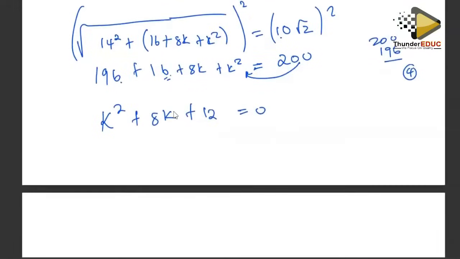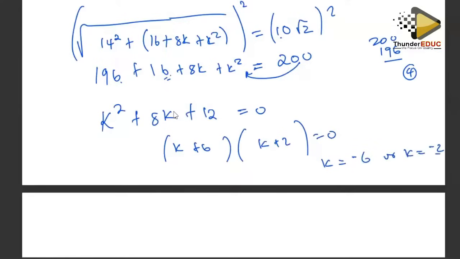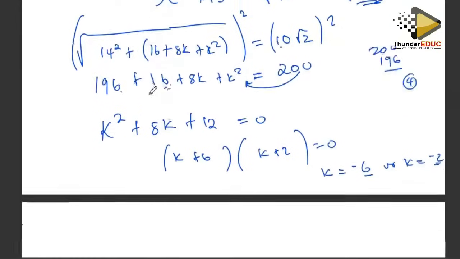And then I need to factorize this. The two numbers of interest will be 6 and 2. So (k plus 6)(k plus 2). So either k is -6 or k is -2. K is -6, k is -2.